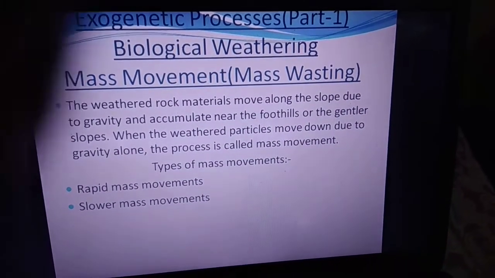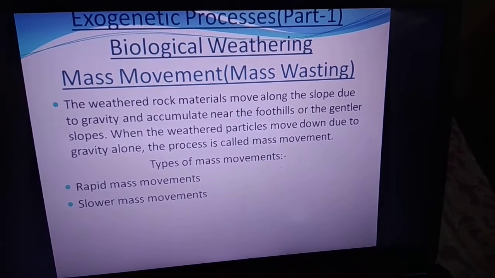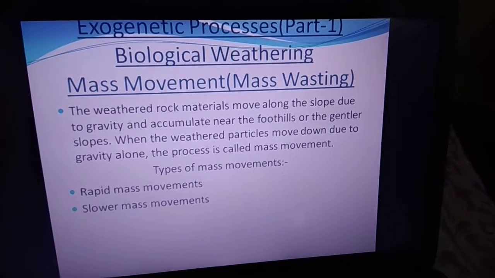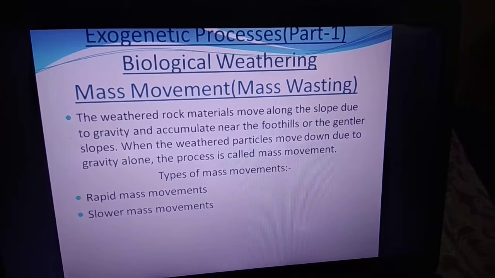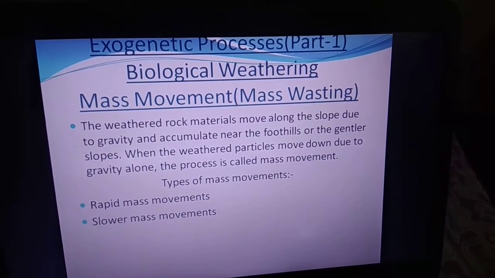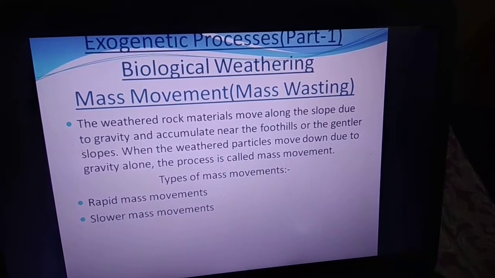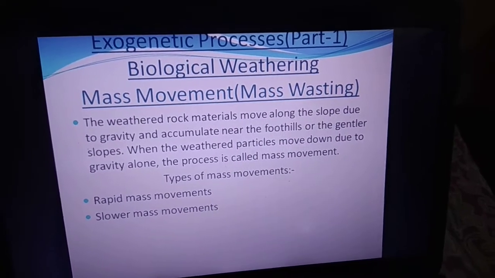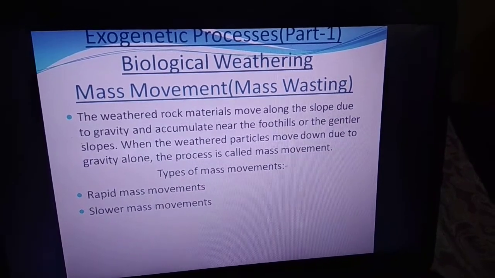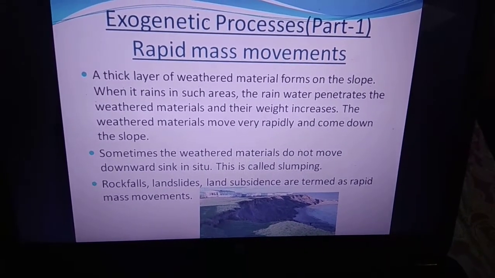As we already see in this slide, it is the definition of mass movement. The weathered rock material moves along the slope due to gravity and accumulates near the foothill or the gentler slope. When the weathered particles move down due to gravity, the process is called mass movement. The types of mass movement are rapid mass movement and, the second one, slower mass movement.